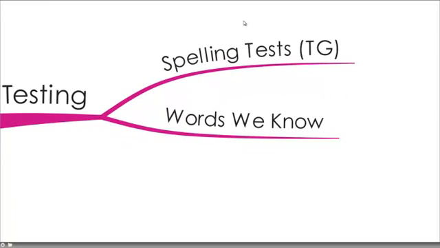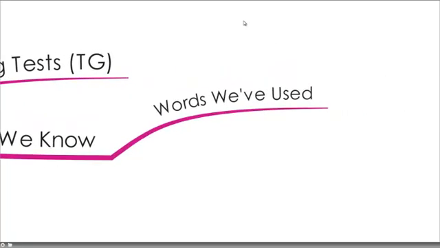You can also use the words we know, which are found at the start of a book, to help test students, to see pretty well whether they know the kind of words we've been using up to that reader. And you can also test them on words we've used, which you can find at the end of a reader. This will look at words we've used principally in the reader we're on, but also in other readers up to that point.